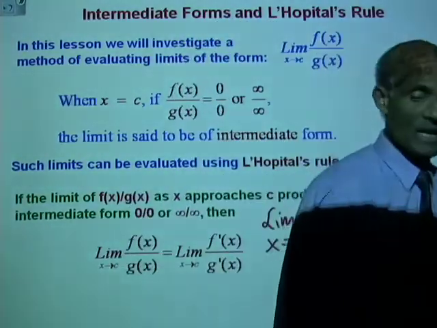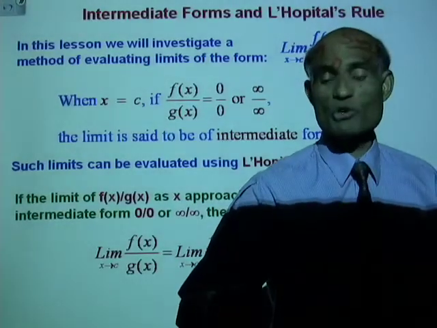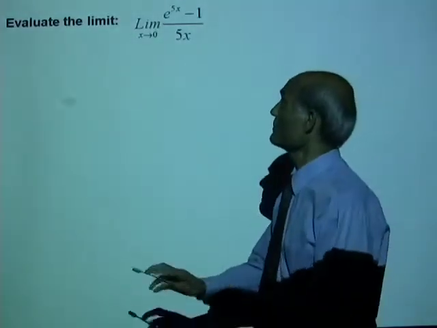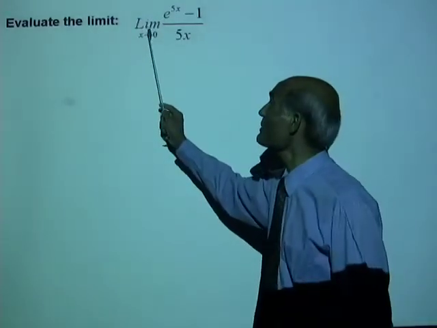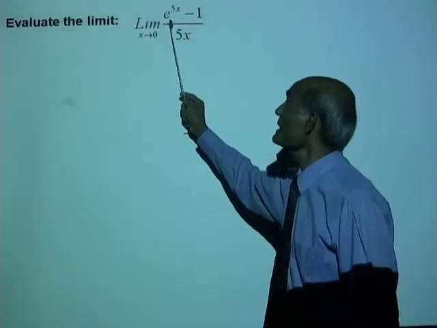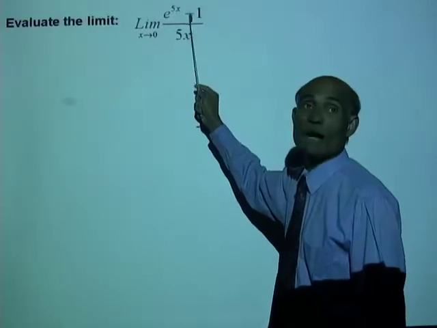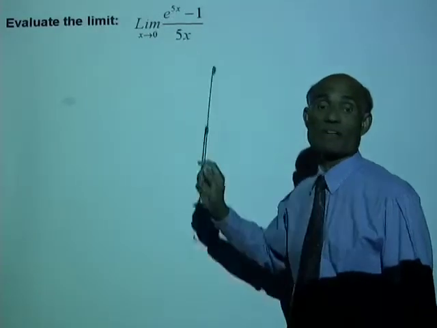Alright, let's look at a couple more examples. Let's try this limit. Evaluate the limit as x approaches 0 of e to the power of 5x minus 1, all over 5x.